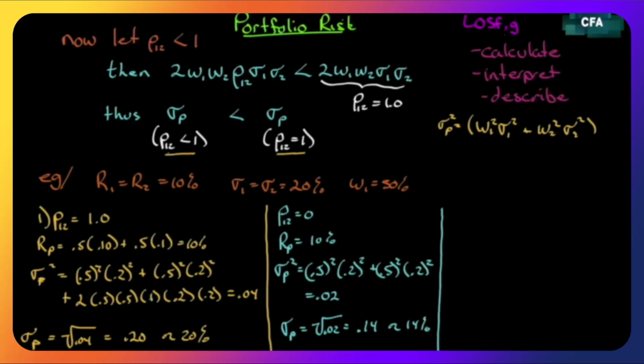Let's do this last one over here. Let's take a correlation of -1. What's our return? Our return mathematically stays the same, 10%. Practically, you have to think about that for a minute.